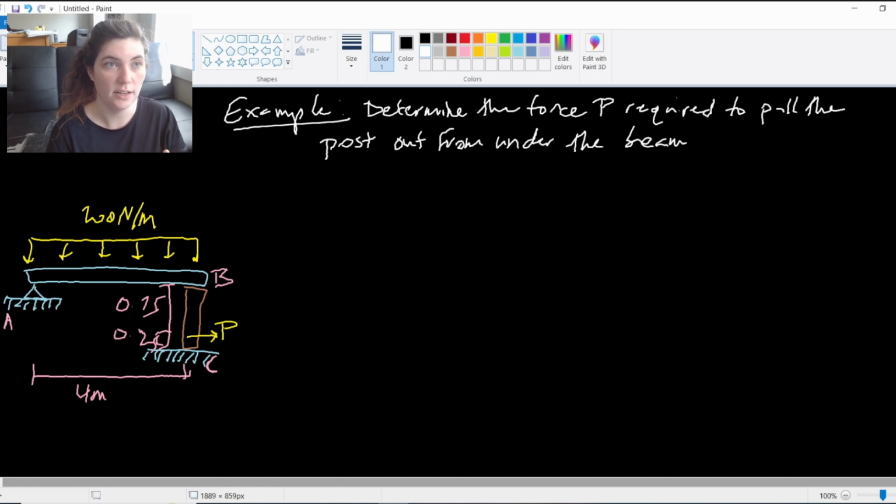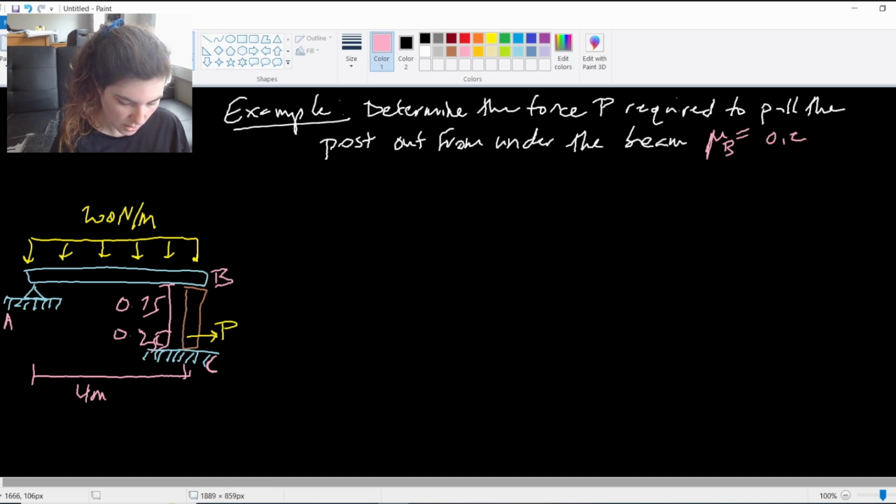So, for example, in this example, we have a beam with a distributed load of 200 newtons per meter on it, pinned at one end, and then supported on the other end by this post. And we want to know how much force would be required to pull that post out from under the beam. And we're given these static coefficients of friction as well. So this coefficient of friction at point B, where the post is touching the beam, is going to be 0.2. And then our static coefficient of friction at C, where the beam is touching the floor, is 0.5.